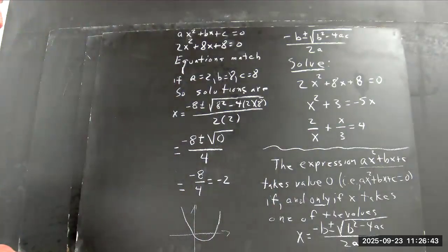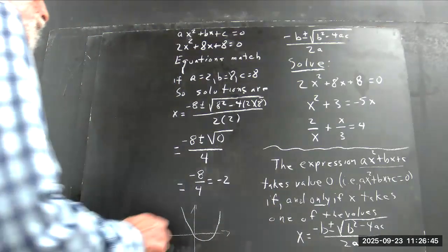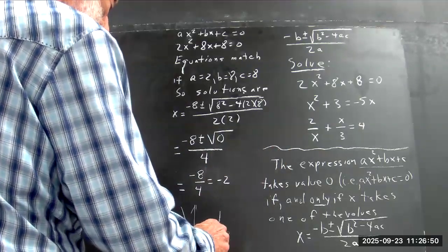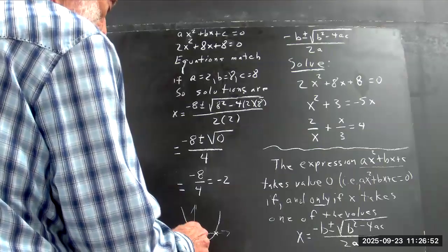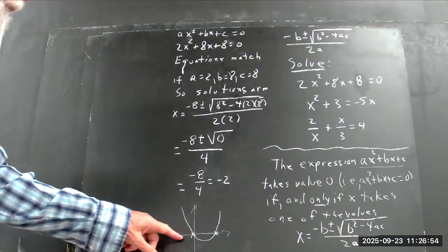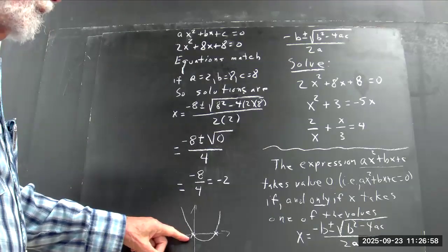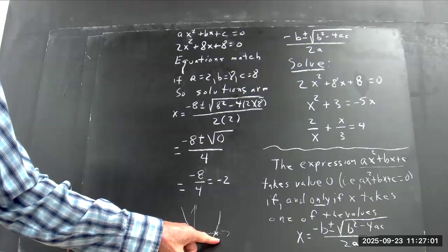It's kind of like this. And what you're finding when you plug the numbers in is the points where y equals 0, which will be on the x-axis. So you'd be finding the x-intercepts. Normally, there'll be two x-intercepts.